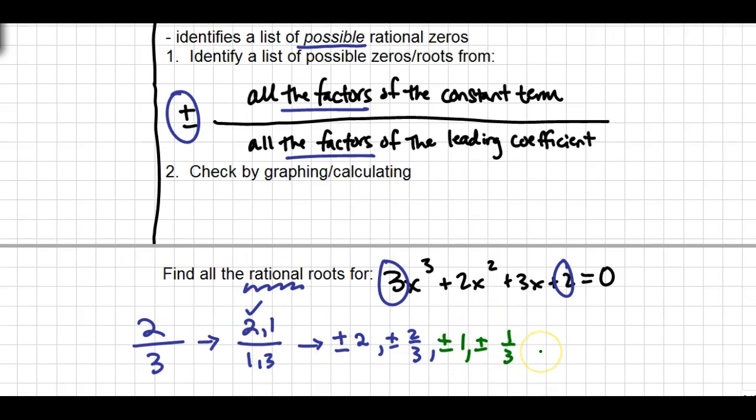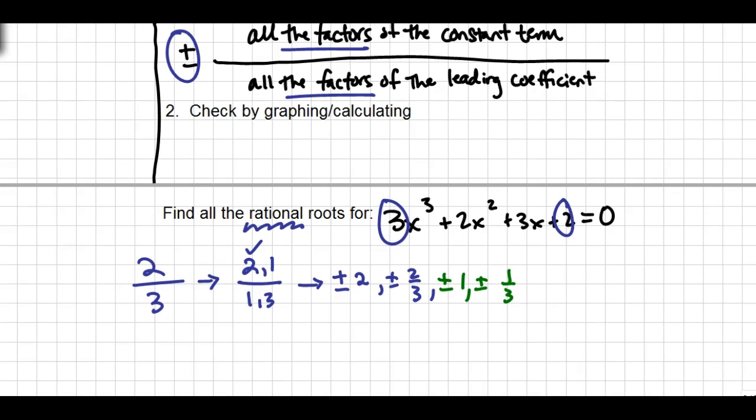And so those are all my factors. Keep in mind, those are all my possible roots. Keep in mind that there are actually 8 of them. There's 4 listed, but there's positive and negative for each one, so there's really 8 altogether.